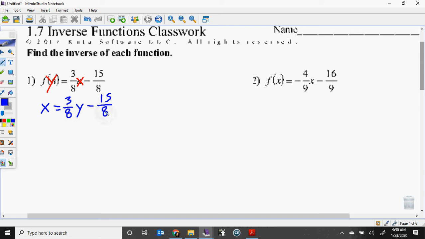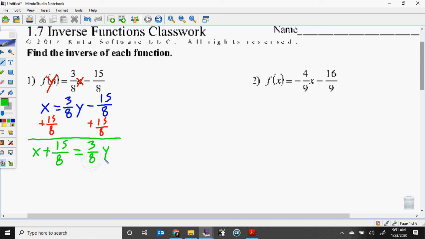Okay, so the first thing I did was write x and y, and then I switched my x and my y. And now this is the inverse, but I need to solve it for y. I'm going to try to get y by itself. Well, let's think about how I could get y by itself. I could add 15 over 8 to both sides. And that means I would have x plus 15 over 8 equals 3 over 8 y.